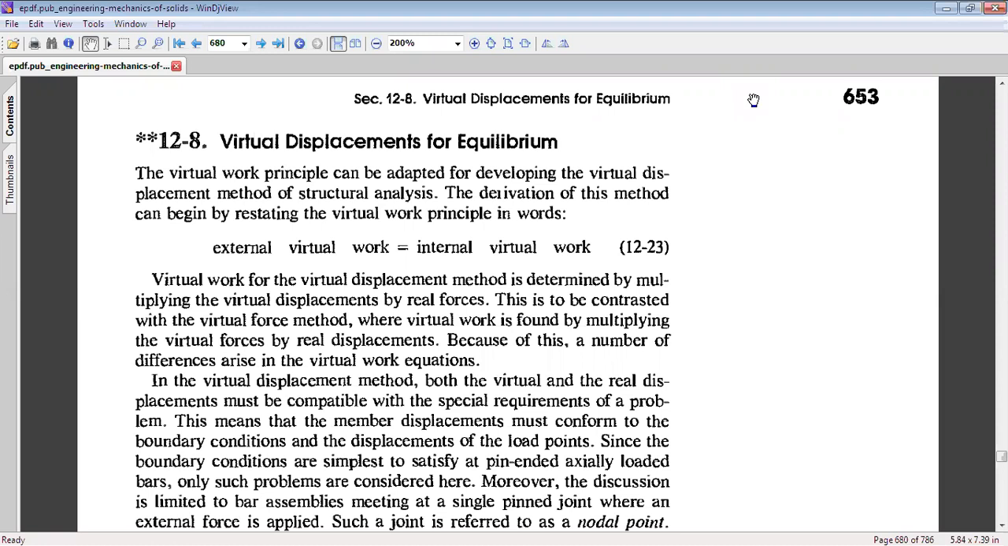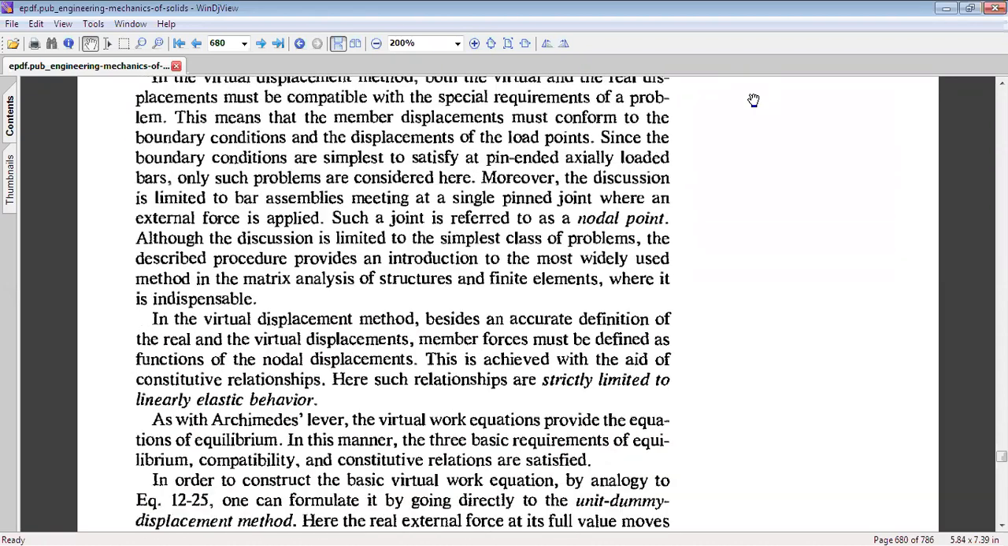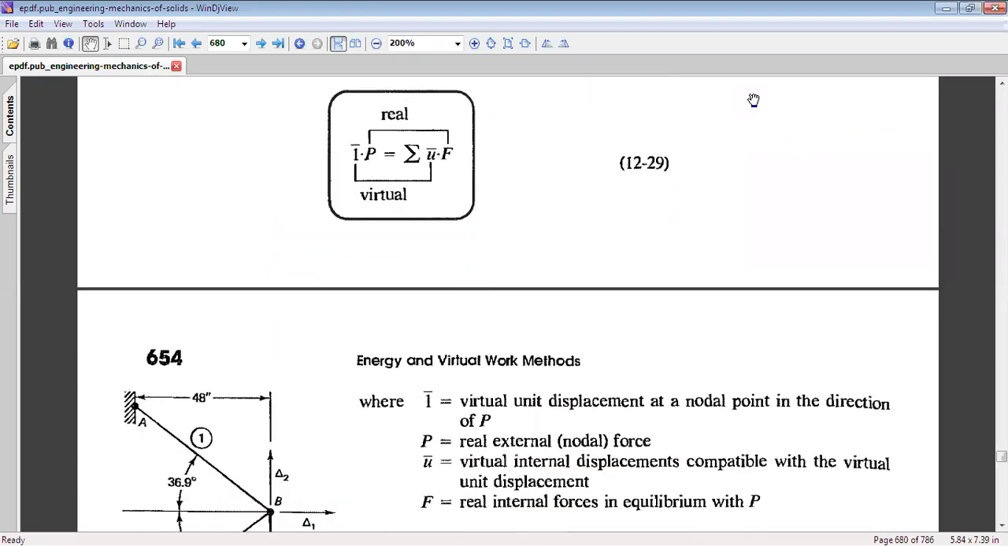Let us restate the virtual work principle as in equation 12.23. External virtual work is equal to internal virtual work. This principle can be expressed in mathematical form as 1 bar dot P equals summation of U bar dot F, where 1 bar is the virtual unit displacement at a nodal point in the direction of capital P. Capital P is the real external nodal force. U bar is the virtual internal displacements compatible with the virtual unit displacement. And capital F is the real internal forces in equilibrium with P.